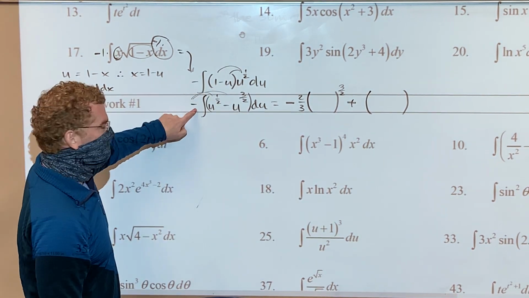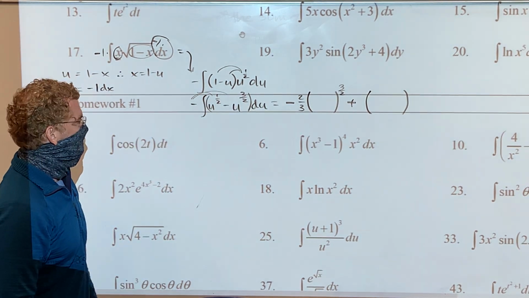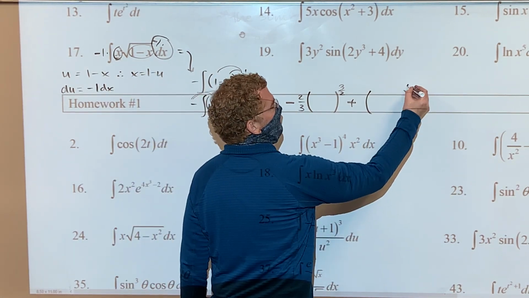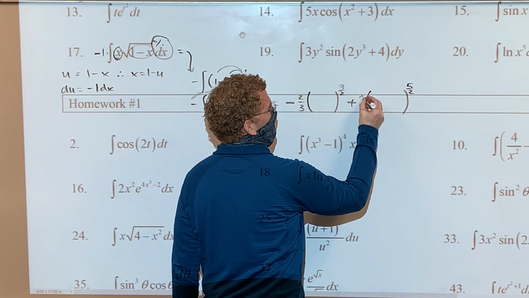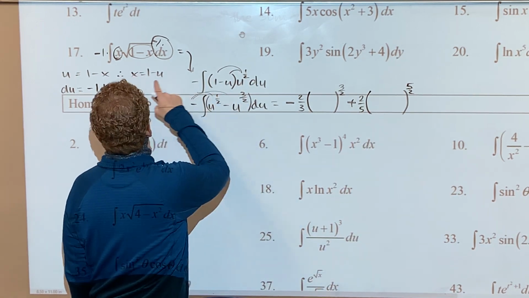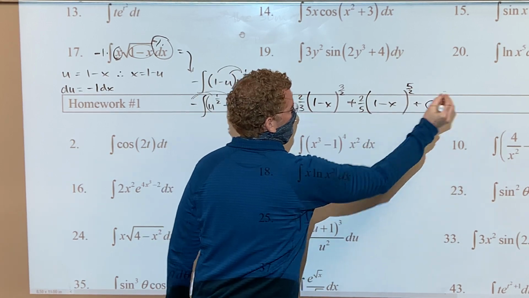And if it was like a -2, don't forget to distribute whatever that is, whether it's -1 or -2 or whatever. And then that ends up being u to the 5/2 divided by 5/2, which is the same thing as multiplied by 2/5. And then u was 1 minus x. And don't forget a plus c.